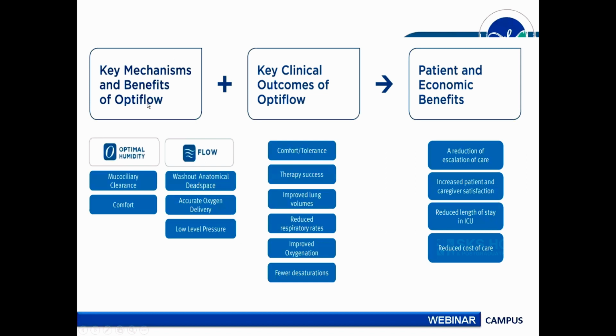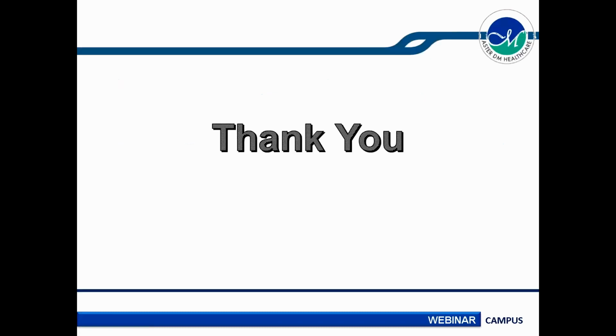So the key mechanisms and benefits of HFNC are mucociliary clearance, comfort, etc. Because of the flow, we have washout of anatomical dead space, accurate oxygen delivery, and low level pressure. The clinical outcomes are the comfort, the therapy success, improved lung volumes, etc., which finally lead on to a reduction in escalation of care, increased patient and caregiver satisfaction, reduced length of stay, and reduced cost.